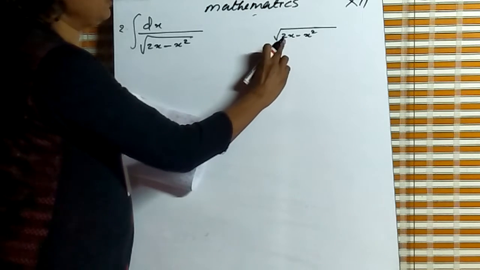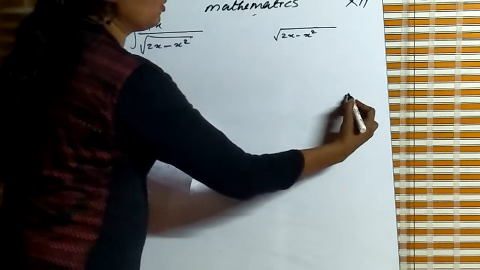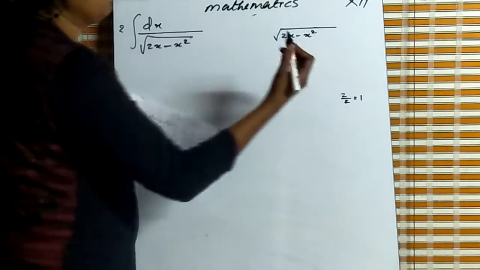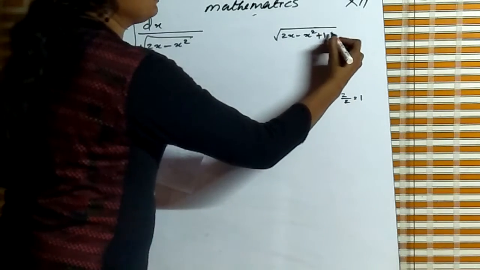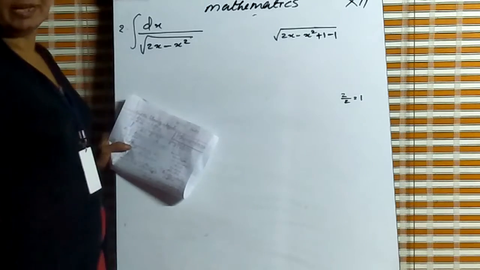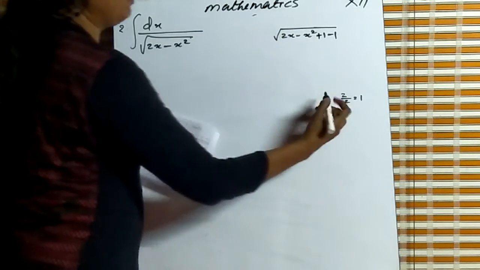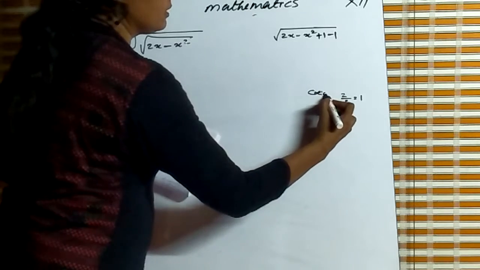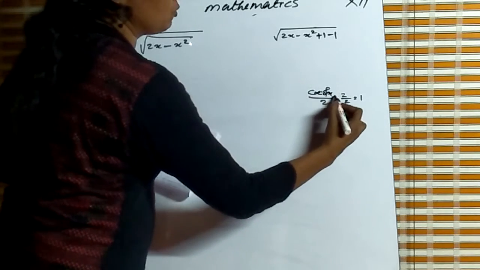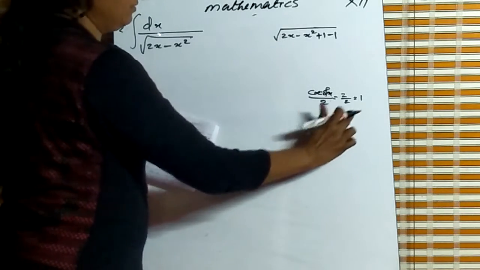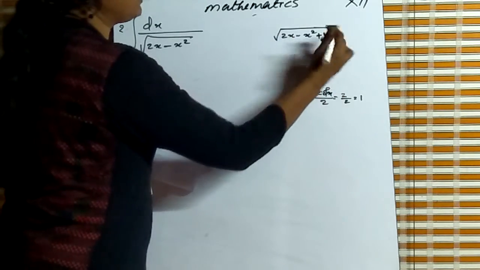Which is the coefficient of x? Coefficient of x is 2. What is 2 by 2? 2 by 2 is 1. Now, we put a plus 1 and minus 1 here. First, we find the coefficient of x, divided by 2. The coefficient of x is 2, 2 by 2 is 1. We add 1 and subtract 1.